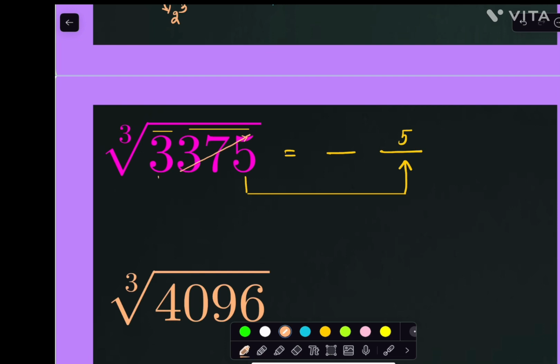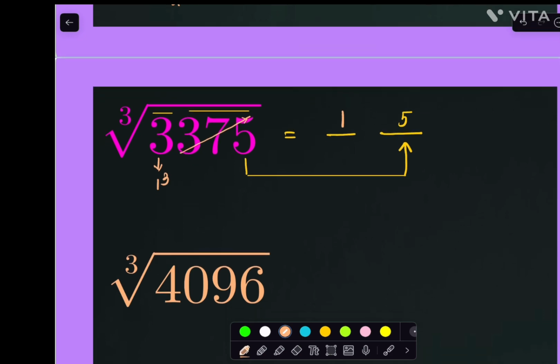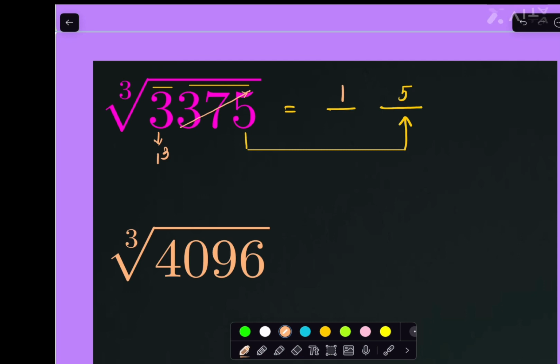Now 3 is there. Tell me the cube of a number which is closest to 3, less than or equal to 3. 1 cube. So the cube root of 1 cube is 1 only. Definitely your answer must start with 1, right? So 15 is the result when it is a perfect cube.